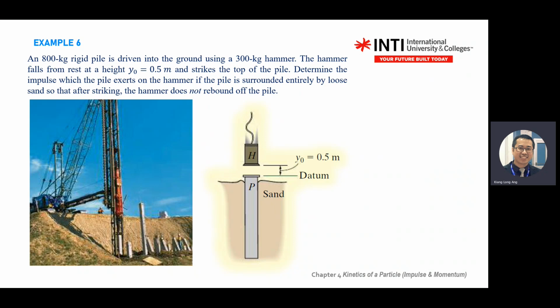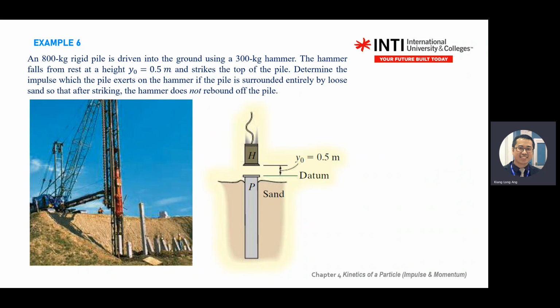So you're given the mass of the hammer, 300, and the pile, 800. The hammer falls from rest, so the hammer initial velocity is 0. Height given. Spike the top of the pile, determine the impulse exerted on the hammer if the pile is driven entirely by a loose end, so that after striking, the hammer does not rebound from the pile. So it tells you to determine the impulse.